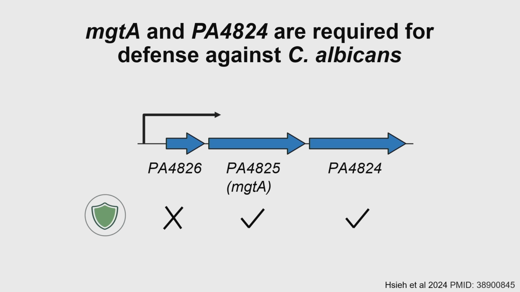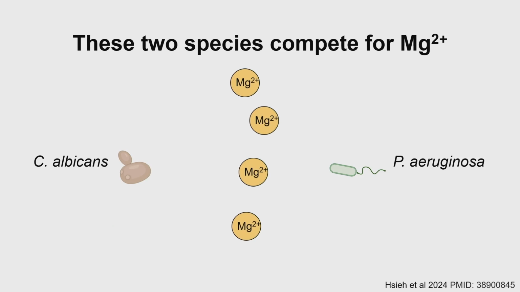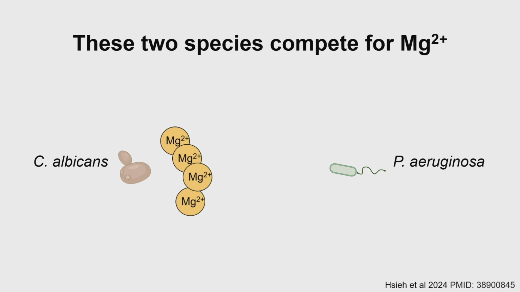Through several experiments I'm not going to talk about here, we were also able to identify that in addition to 4825, originally known to be involved in magnesium transport, 4824 is also very important for magnesium uptake in the bacteria. So we conclude that, at least in our model system, these 2 species compete for magnesium. This is exciting because it allows us to see a new axis of competition between these 2 species.